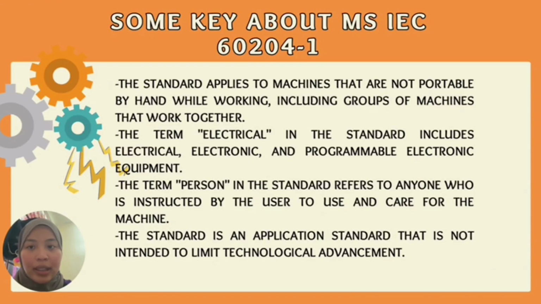There are some key points about MS IEC 60204-1. Number one, the standard applies to machines that are not portable by hand while working, including groups of machines that work together. Number two, the term electrical in the standard includes electrical, electronic, and programmable electronic equipment. Number three, the term person refers to anyone who is instructed by the user to use and care for the machine. And the last one, the standard is an application standard that is not intended to limit technological advance.